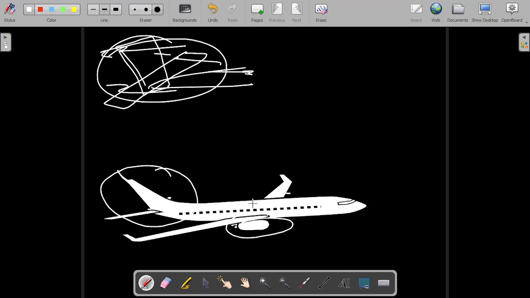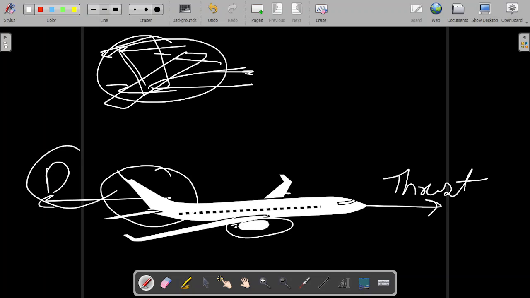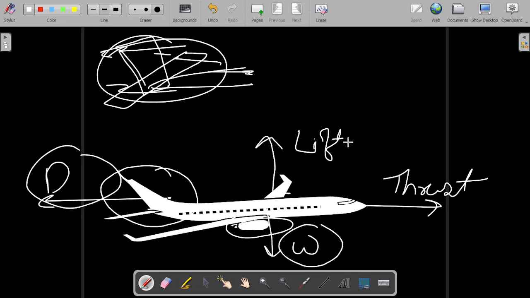So here we'll go on with the forces which are acting when this plane is going in straight and level flight. The first one is the thrust in the forward direction. Another force is the drag force, I'll write it as D. There is a mass of this fuselage, wings, and passengers sitting inside, so it has a weight, and there is a lift force acting upward.